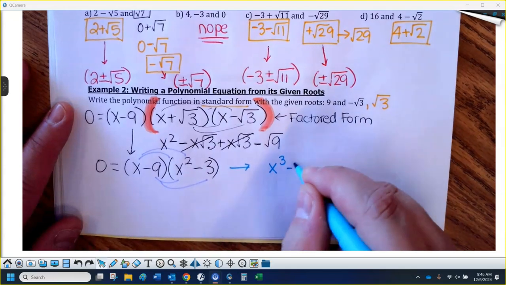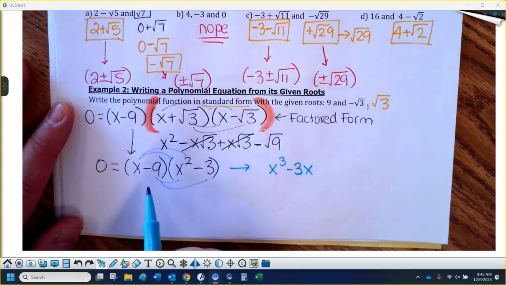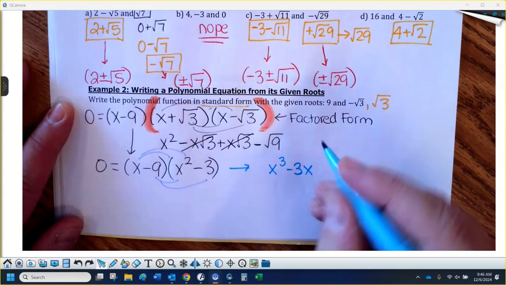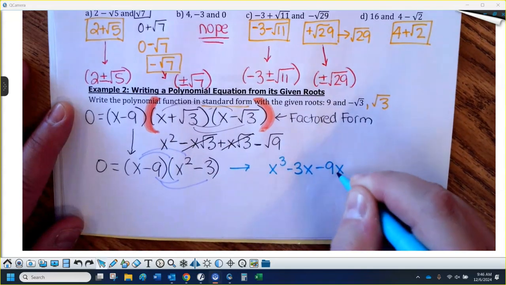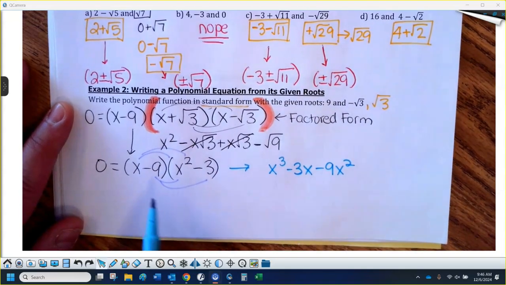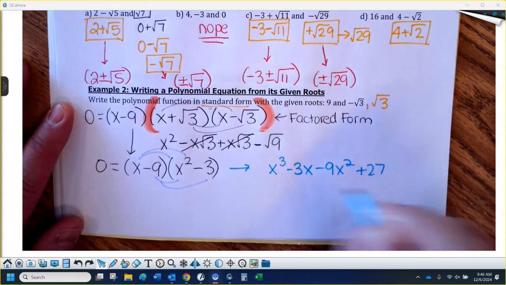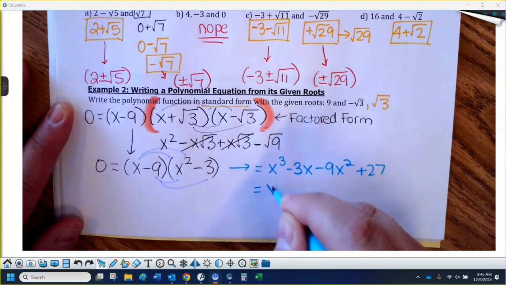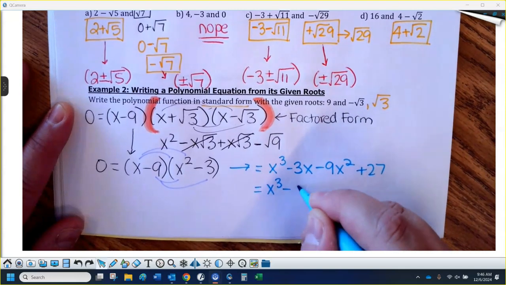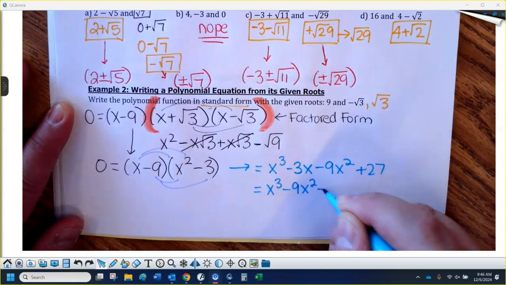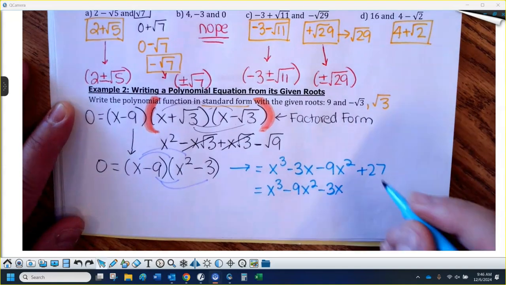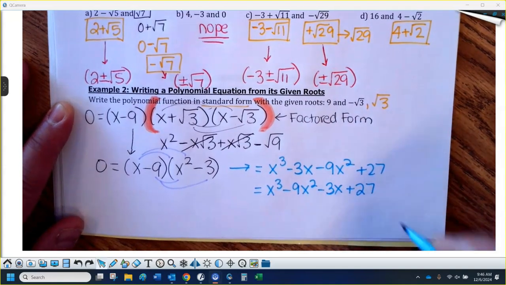x times -3 would be -3x. I have -9 times x squared, so it would be -9x squared. So I'm going to have to switch those two terms. And then -9 times -3 is +27. So just to write my answer properly, I'm going to put the -9x squared and then the -3x after that. So that's in standard form.